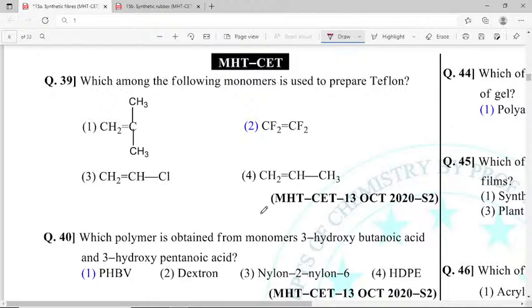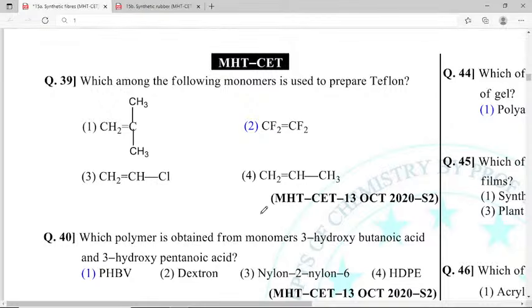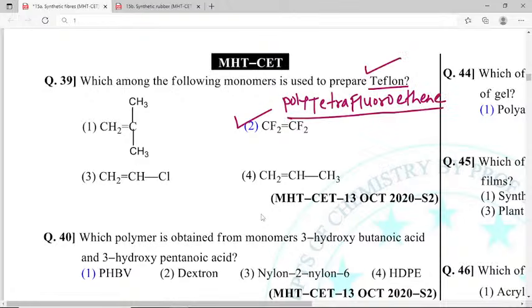Which among the following monomers is used to prepare Teflon? Name the chemical used for making Teflon. CF2 double bond CF2. Teflon is also called polytetrafluoroethene. I think this question was asked in your board exam: what is the chemical name for Teflon. Teflon has the chemical name polytetrafluoroethene.